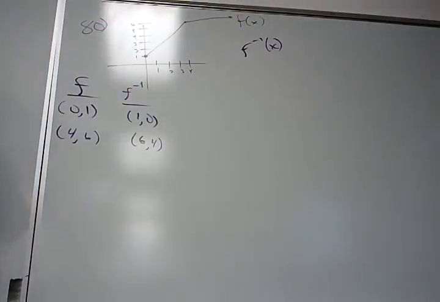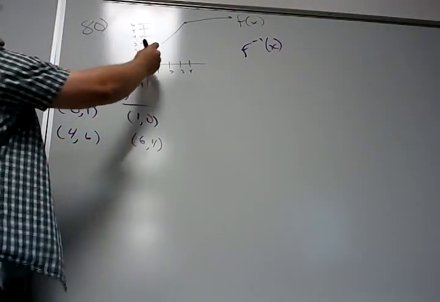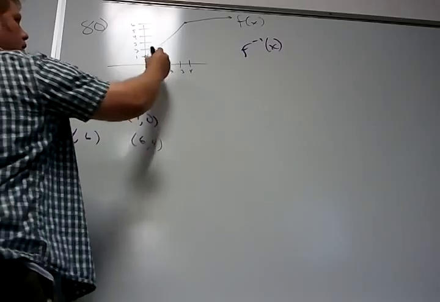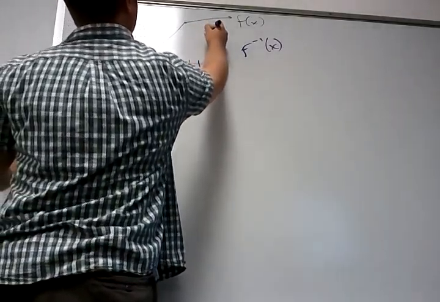I just want to get you started on this problem. So now I can start graphing these points. It's got to go through 1, 0. And it's got to go through 6, 4. You do it, Jeff. There it is.